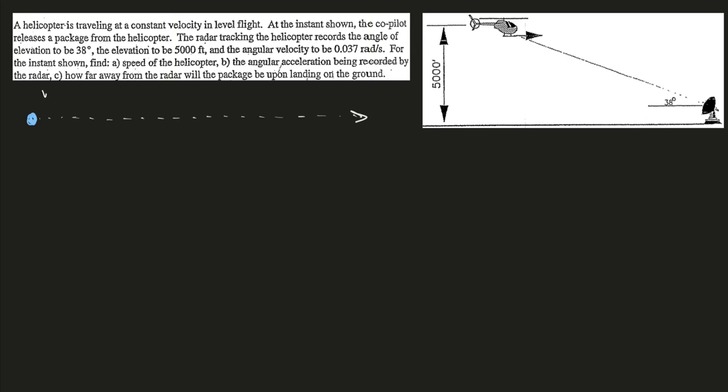I'll put velocity is constant. At the instant shown, the co-pilot releases a package from the helicopter. If we release a package while we're flying, then that package is going to fly with projectile motion, kinematic motion.